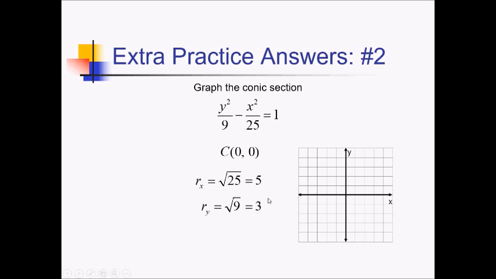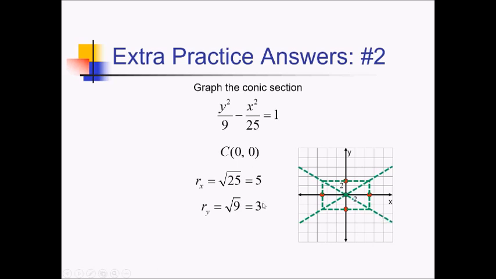So let me graph my center. And I'll make my grid lines go by 2's just so I can fit everything on here. So we've got (0, 0), and we're going left 5, and right 5, and then up 3, and down 3. Let's draw the box for which those points are the midpoints. Draw the asymptotes through the corners of the box.